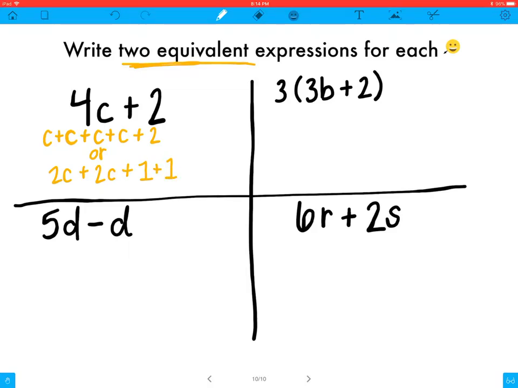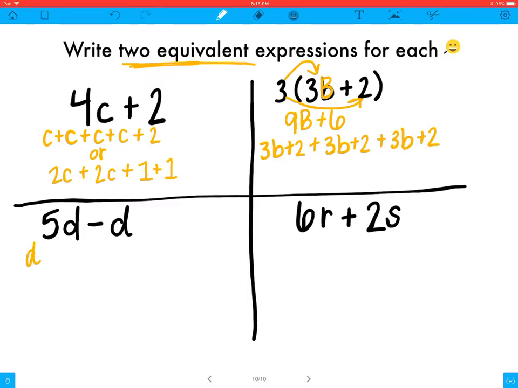Let's look at 3 multiplied by the sum of 3b and 2. Distributive property, 3 multiplied by 3b is 9b plus 6. Or, and I'm going to try to use an uppercase b, my lowercase b ends up looking like a 6. Or, what I could do is I could do 3b plus 2 plus 3b plus 2 plus 3b plus 2. Because that original expression is like saying 3 sets of 3b plus 2. And they're all equivalent expressions, which feels pretty good.